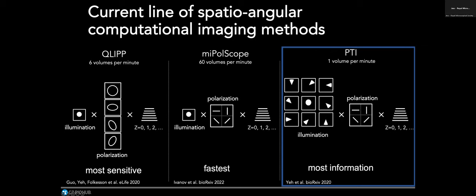And this new design allows us to do that. We combine the polarization-resolved imaging with illumination from many different directions. So you can think of this as a tomographic measurement. So I'll just show some data.